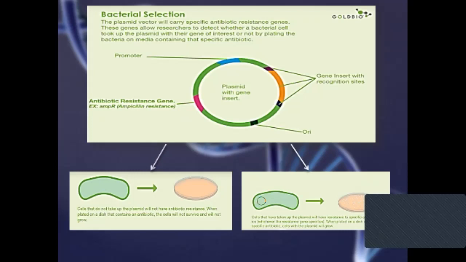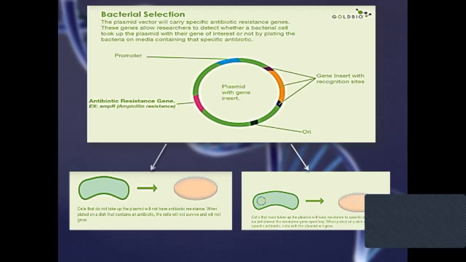Now we can see two cases. The first case shows that the organisms have not grown. The cells that do not take up the plasmid will not have antibiotic resistance. When plated on a dish that contains an antibiotic, the cells will not survive and will not grow. In the second case, we'll see that the cells that have taken up the plasmid will have resistance to the specific antibiotics, whichever the resistance gene specifies.